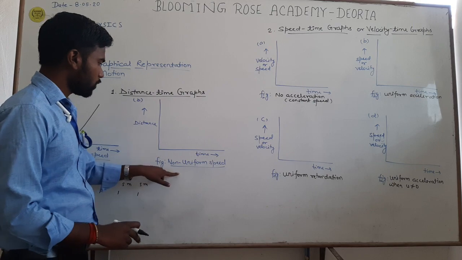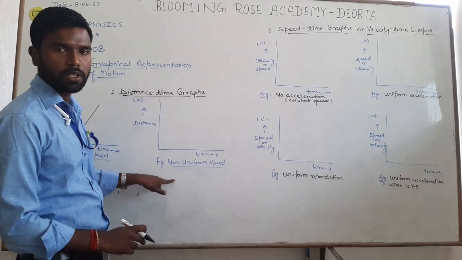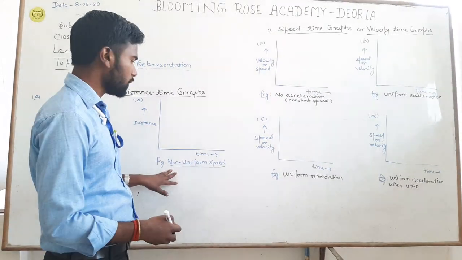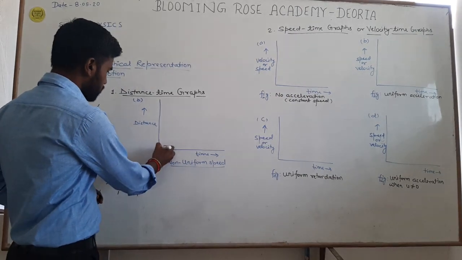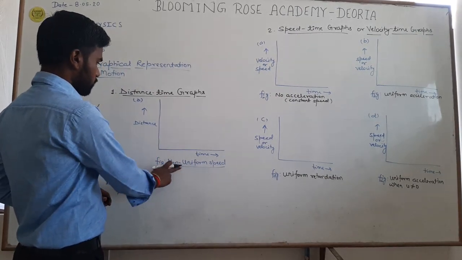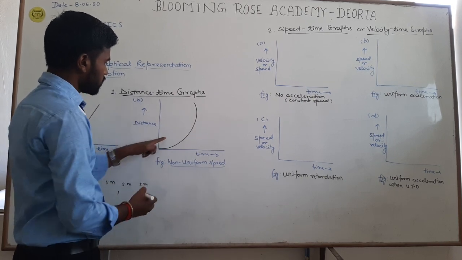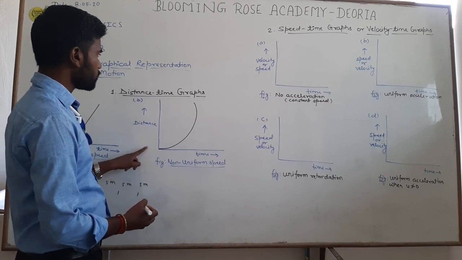Here is the graph of non-uniform speed. What is the definition of non-uniform speed? A body covers unequal distance in equal intervals of time. So graphically we get it like this. This is a representation of non-uniform speed.